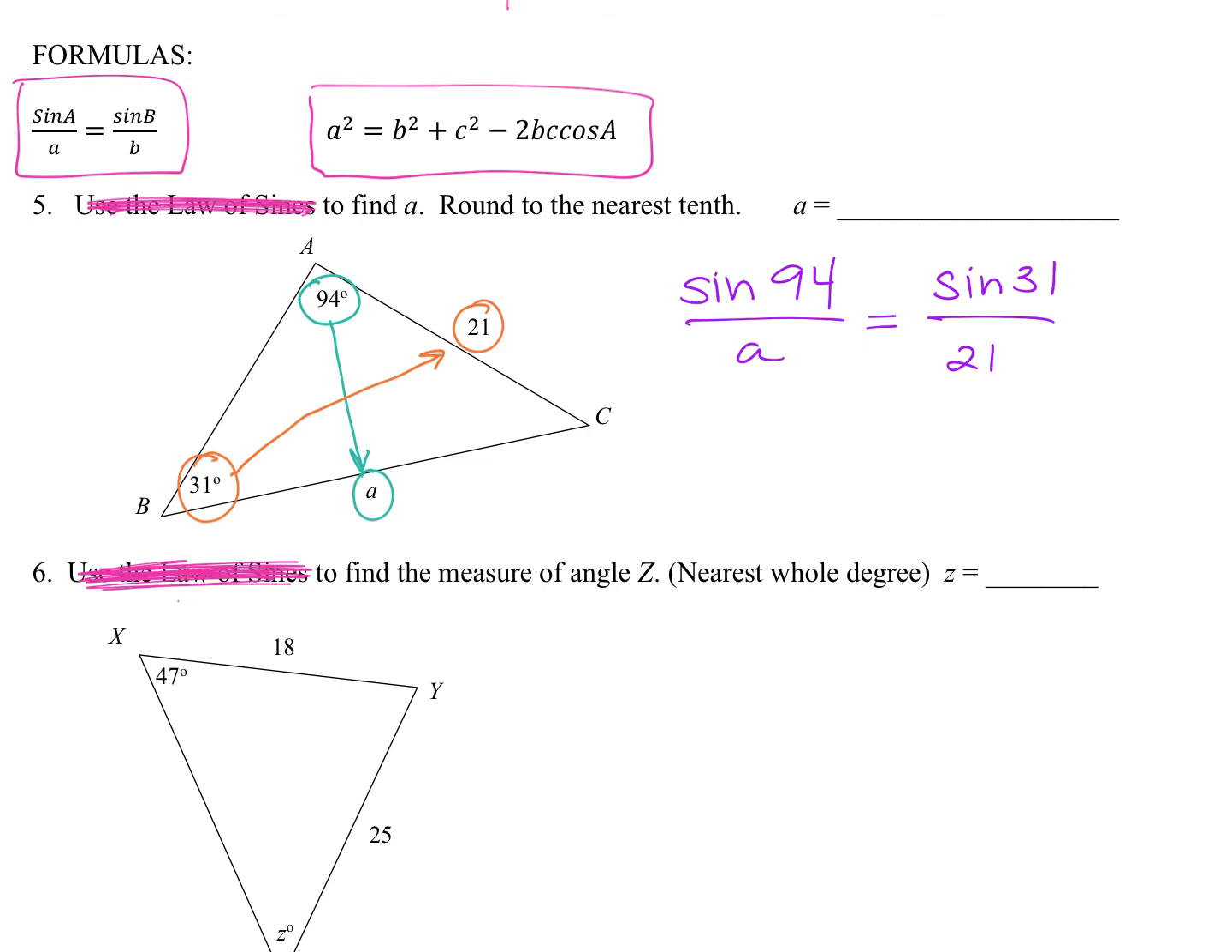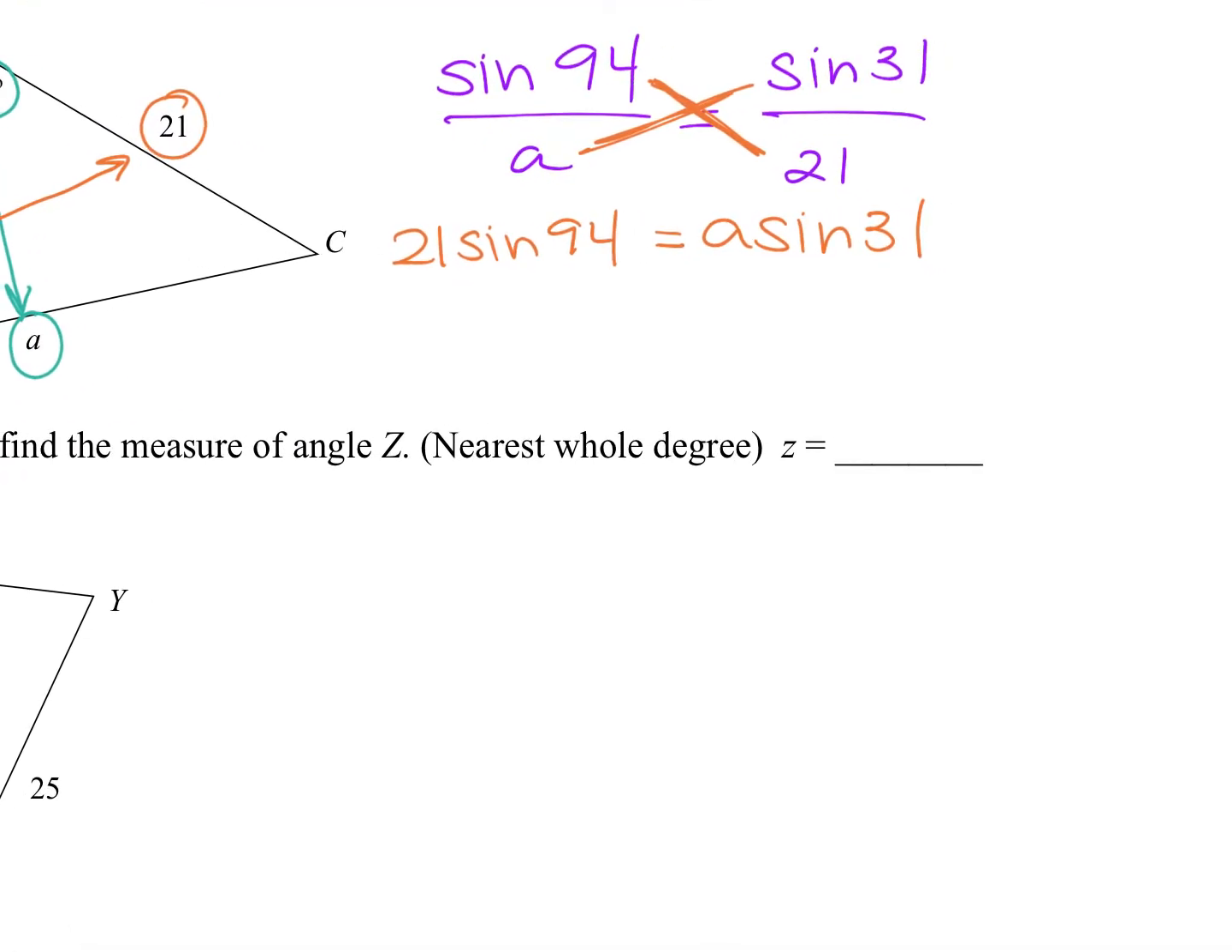It's a proportion. You're going to cross multiply, right? It's going to be 21 times the sine of 94. I would put the 21 out in front. You can put it behind if you finish off your parenthesis first, but it just doesn't go well a lot of the time when you do. Then go the other way. a times the sine of 31. Okay. What is your next step in solving that?